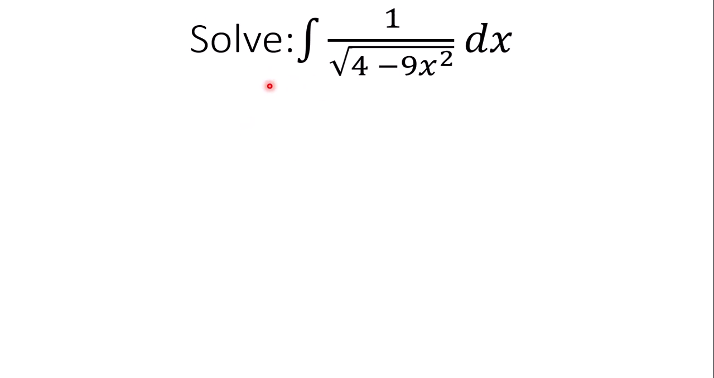Let's look at this question. Solve the integral of 1 over the square root of 4 minus 9x squared dx.